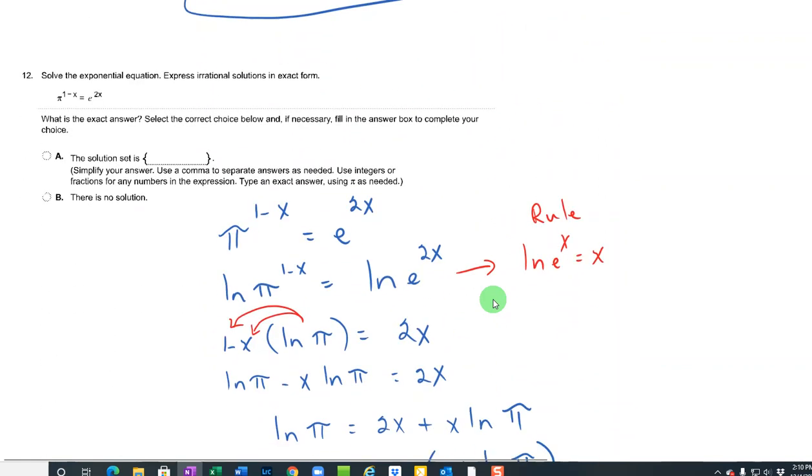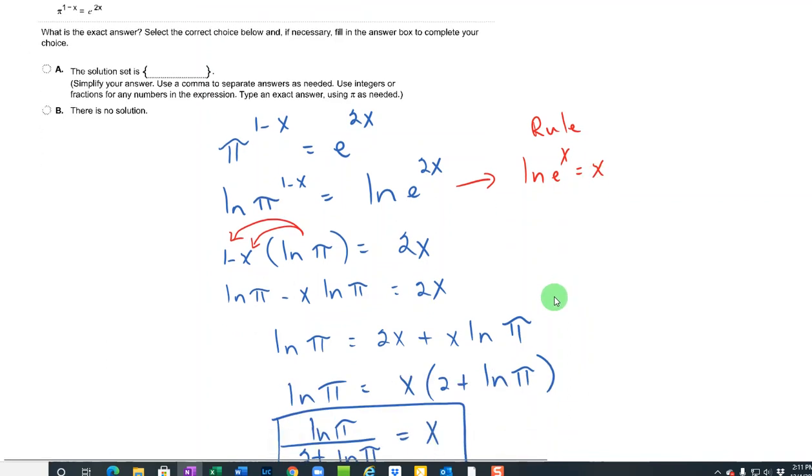All right, number 12. And we don't want to get frightened when we see pi and e and weird things. Those are just numbers. They're just numbers. So we have pi to the 1 minus x equals e to the 2x. All right? So we're going to take the natural log of both sides. And over here, we have to remember the rule. ln of e to anything is the anything. So that piece becomes 2x.